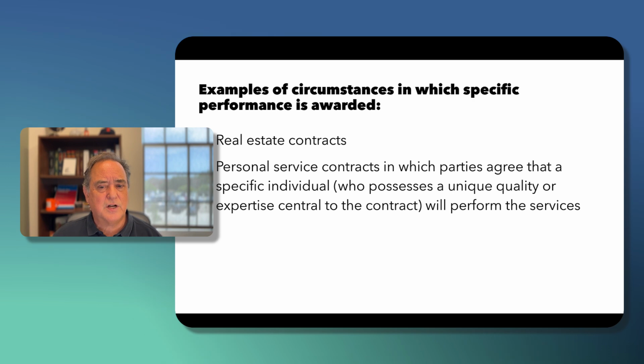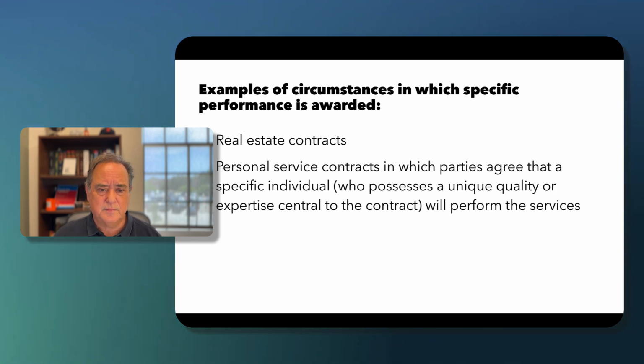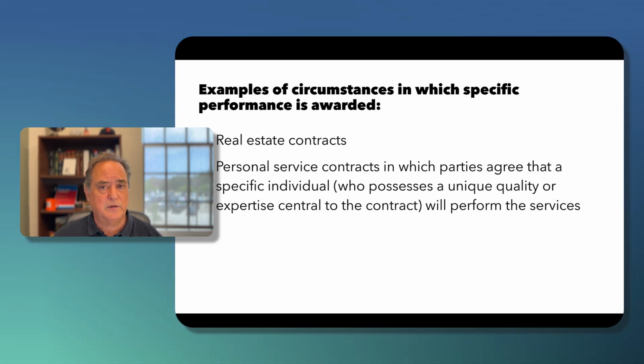Personal service contracts, in which parties agree that a specific individual who possesses a unique quality or expertise central to the contract will perform the services. So if I contract to take tennis lessons from Serena Williams, I cannot get similar tennis lessons from anyone else. It's only Serena Williams. So in that case, the court may well order specific performance. Probably won't, but they could.